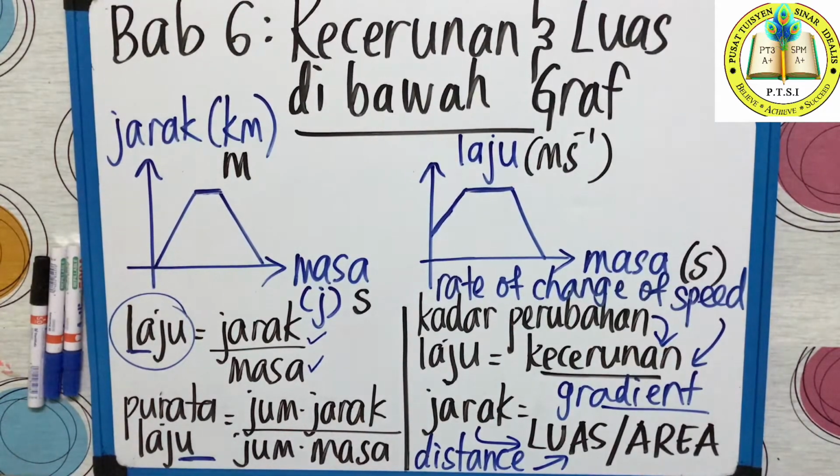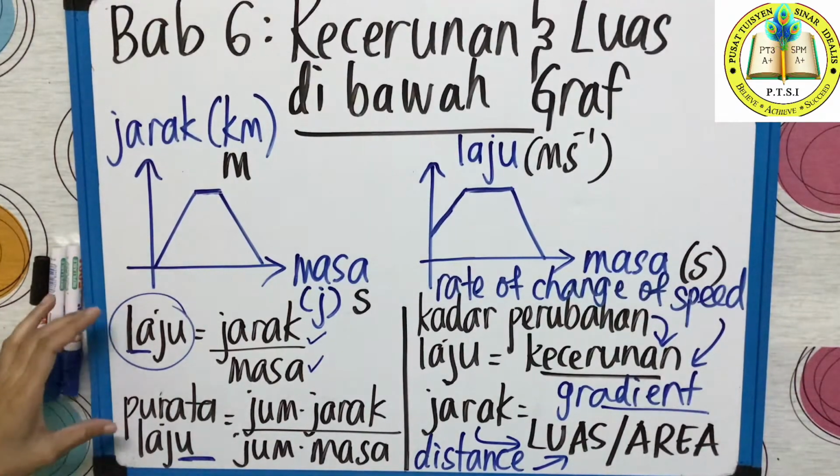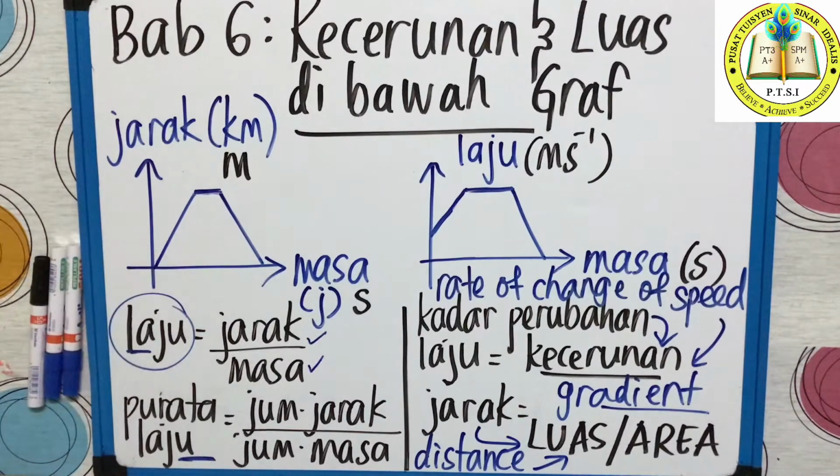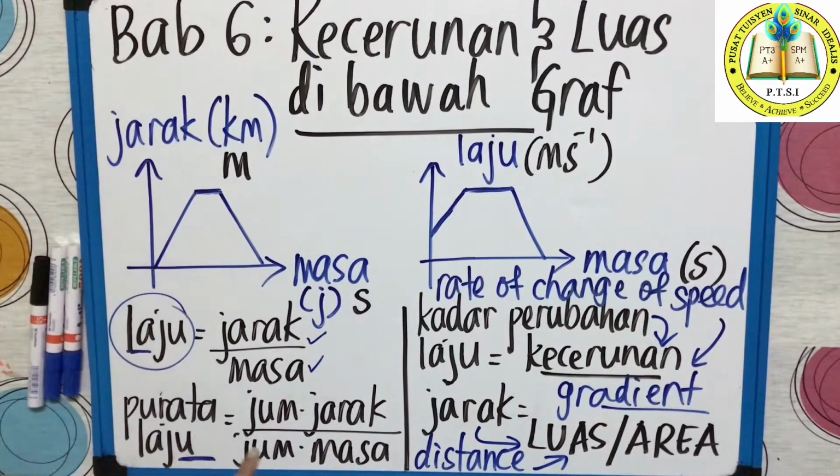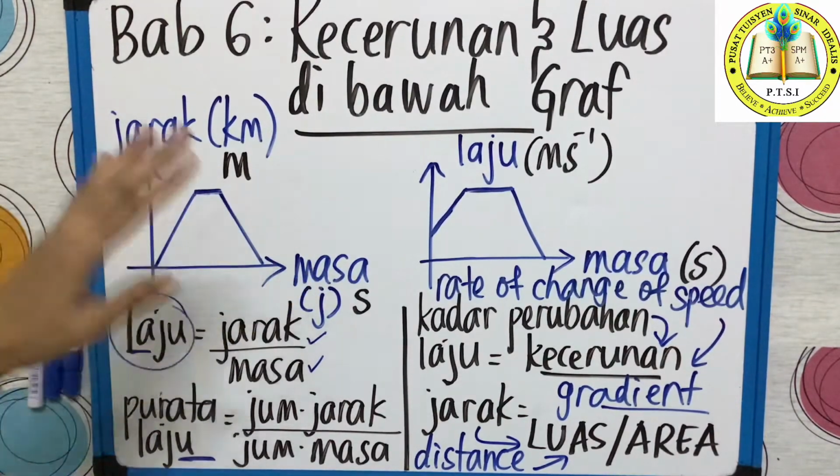Yang ni kita belum masuk soalan lagi. Yang ini adalah pengenalan sahaja. If you already understand the introduction, baru kamu boleh jawab soalan. Faham kelas? So you have to know the first one here is laju formula, jarak bahagi masa. Kalau soalan minta purata laju, purata laju is always for the total. Purata laju means jumlah jarak bahagi jumlah masa. Total distance divide by total time. Clear class? So you have to know these two formula for this graph, jarak masa graph.